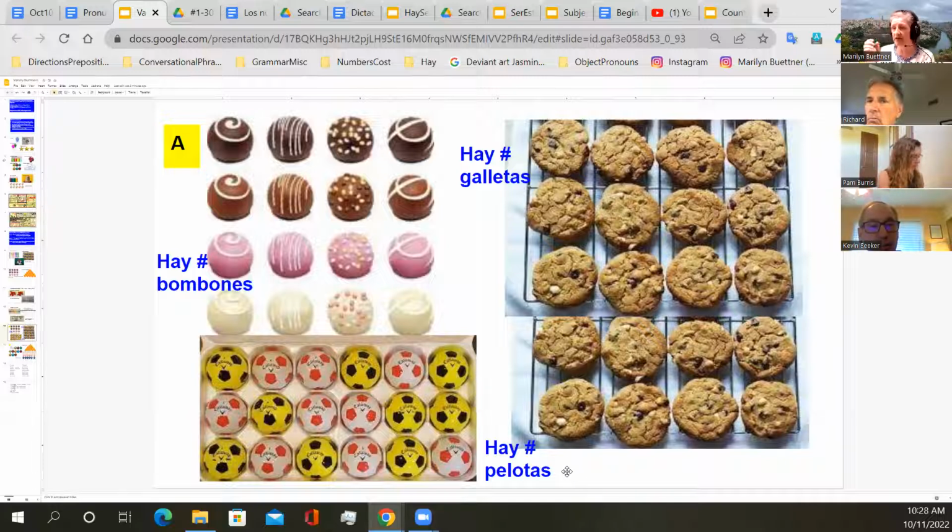Now we got pelotas. Little balls. These are little ping pong balls. Pelotas. Hay 18. Let's build it into a longer sentence. Hay 18 pelotas. We're just saying they exist. There they are. The balls aren't doing anything. The balls are not bouncing. The balls are not getting lost. They're just there. Hay 18 pelotas.